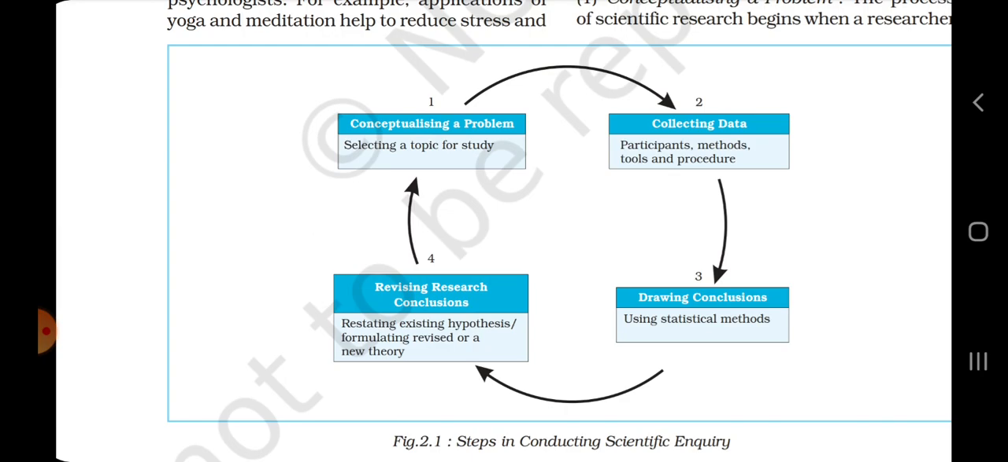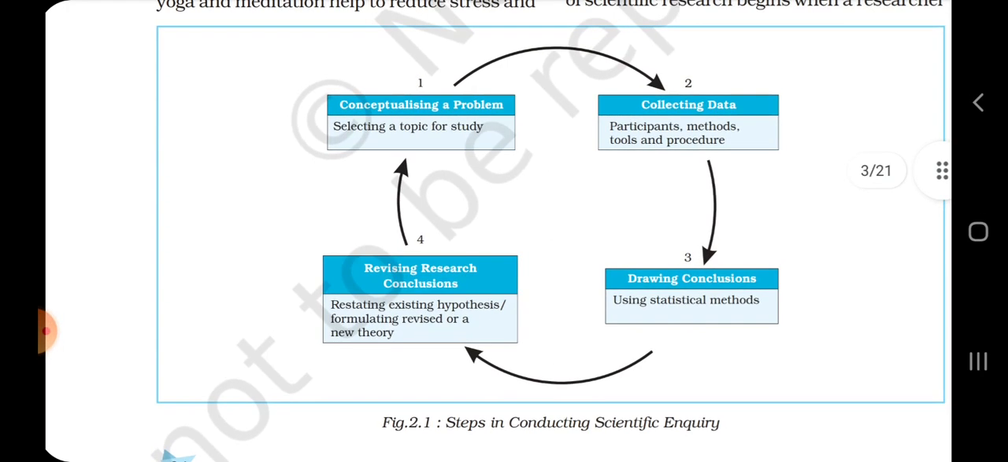This is the cyclic process. Which one is a cyclic process? Conducting a scientific research is a cyclic process. This is how it runs, right?